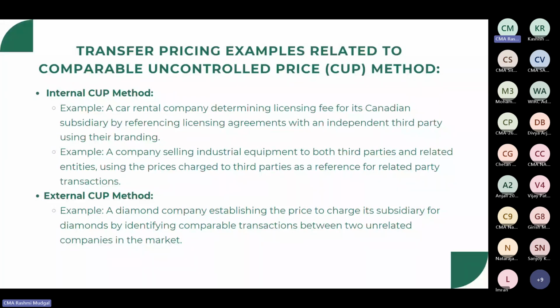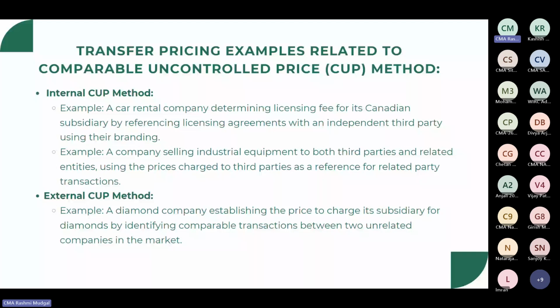Okay, external CUP method. What is the external CUP method? Example: a diamond company establishing a price to its subsidiary for diamonds by identifying a comparable transaction between two unrelated companies in the market. So this is the external CUP method.